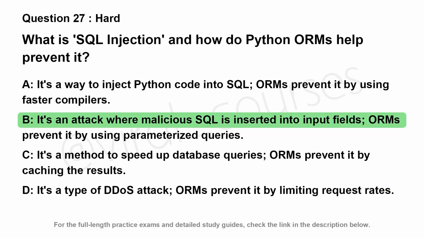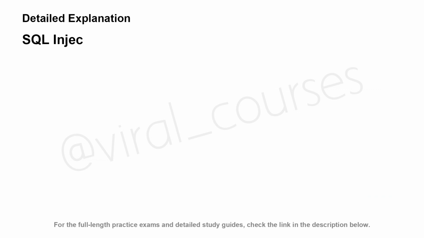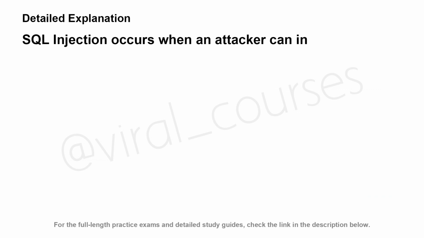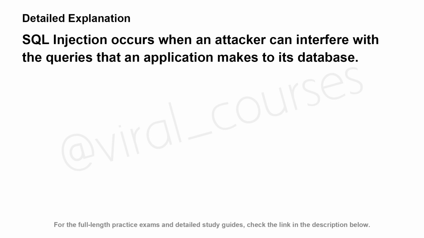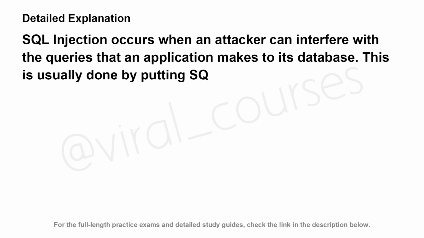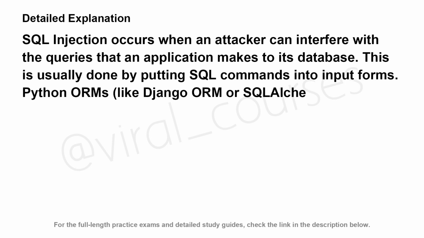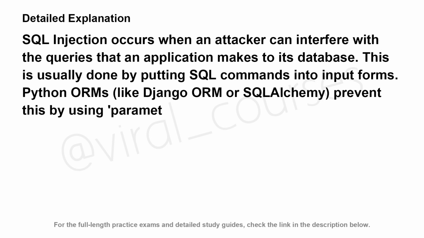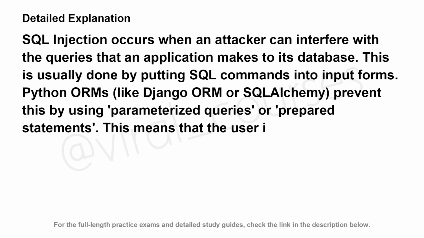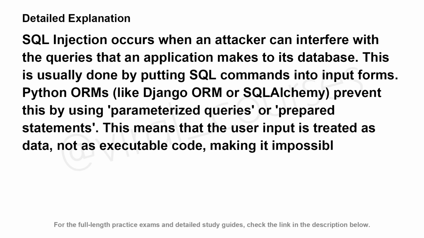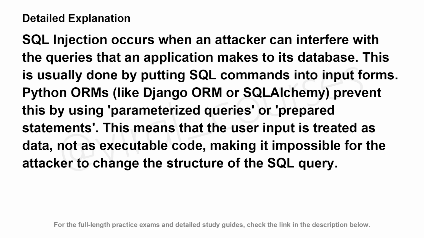The correct answer is B. SQL injection occurs when an attacker can interfere with the queries that an application makes to its database. This is usually done by putting SQL commands into input forms. Python ORMs, like Django ORM or SQLAlchemy, prevent this by using parameterized queries or prepared statements. This means that the user input is treated as data, not as executable code, making it impossible for the attacker to change the structure of the SQL query.